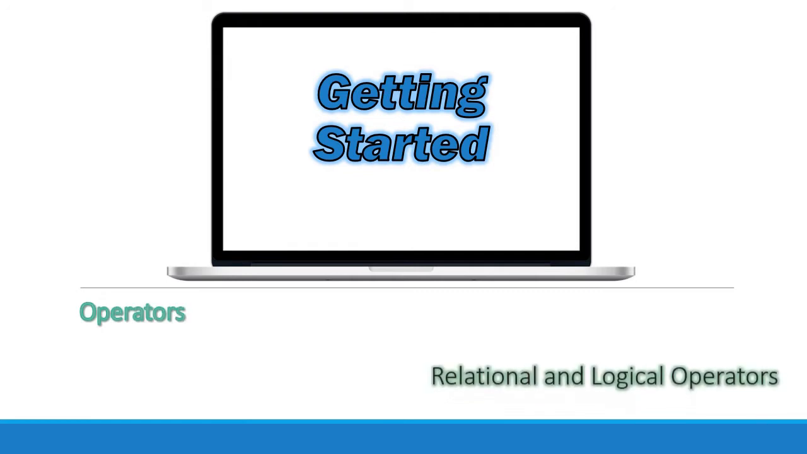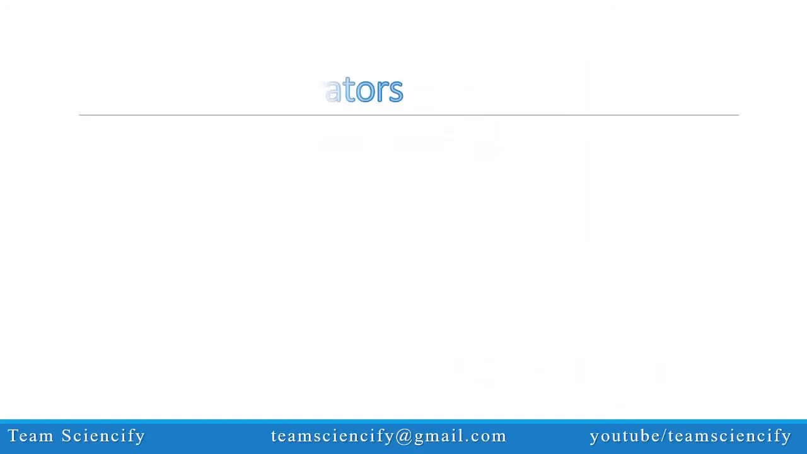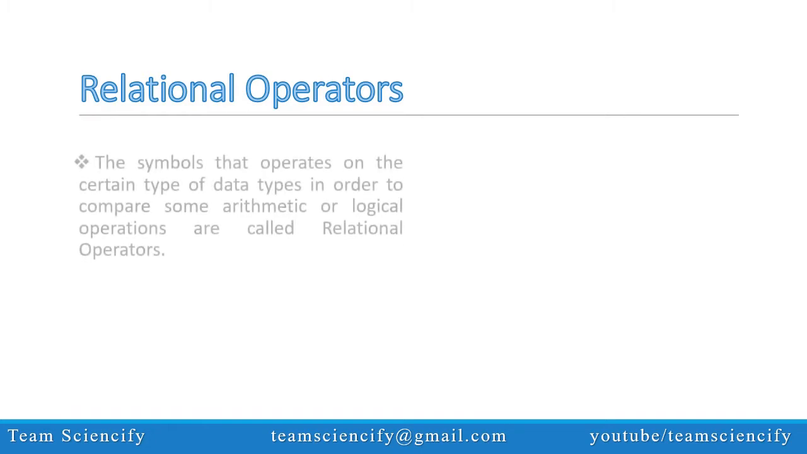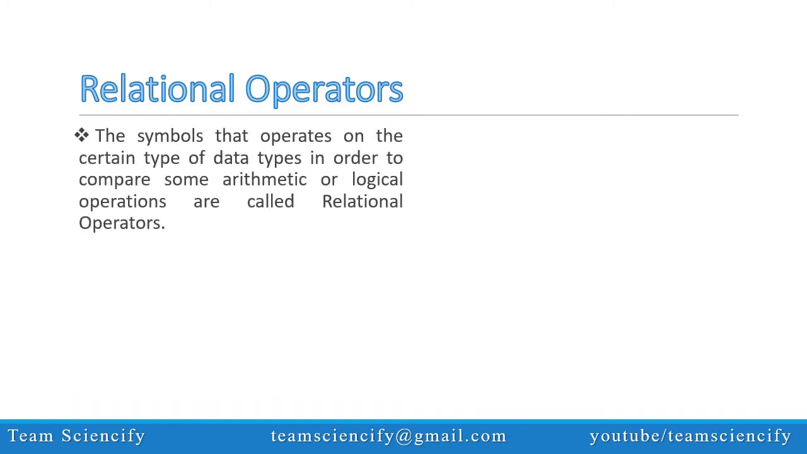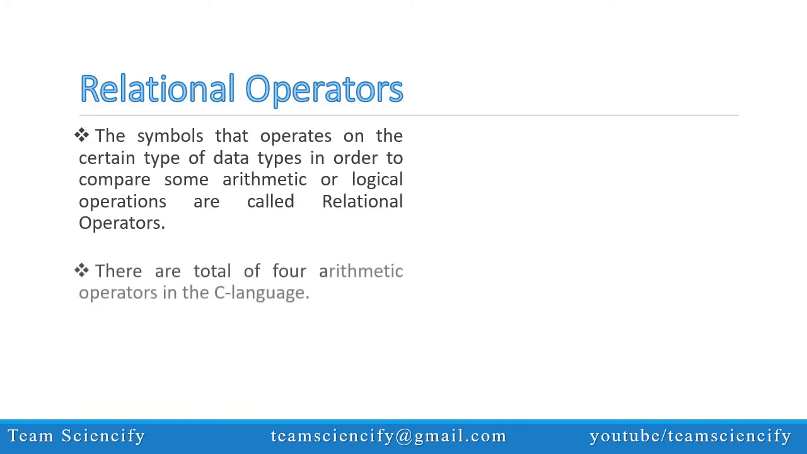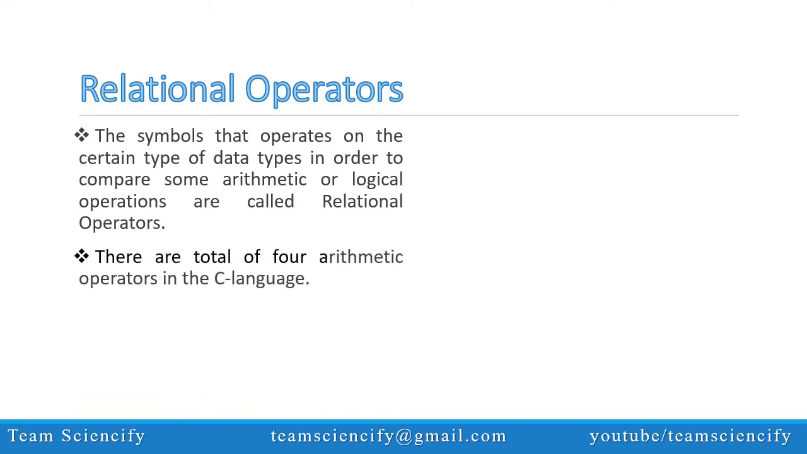Friends, in our previous sessions we have learned about two types of operators in C, arithmetic and cast operators. Today we will move a little forward and learn about some other operators in C language. We will start our discussion with relational operators. The symbols that operate on certain data types in order to compare some arithmetic or logical operations are called relational operators. There are a total of 4 relational operators in C language. Those are listed in the table.